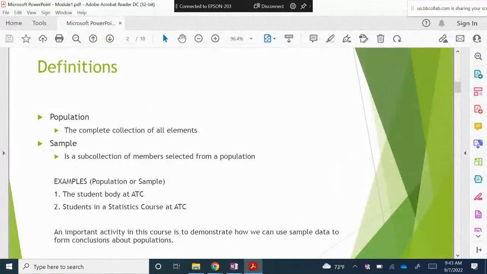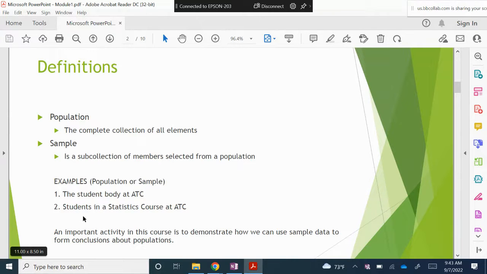All right, so when we talk about some examples, okay, is this a population or, this should actually say, parameter or a statistic. The student body at Aiken Technical College, is that a parameter or a statistic? A parameter, right? Because we're talking about the entire student body. And I guess I should have used some different examples. All right, so that would be a parameter.